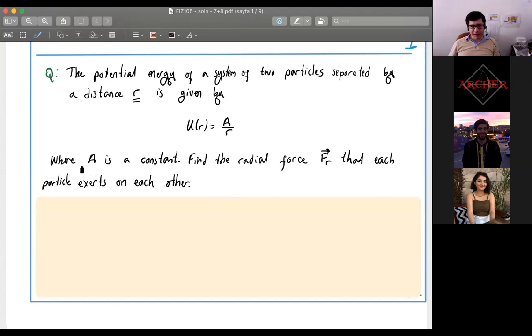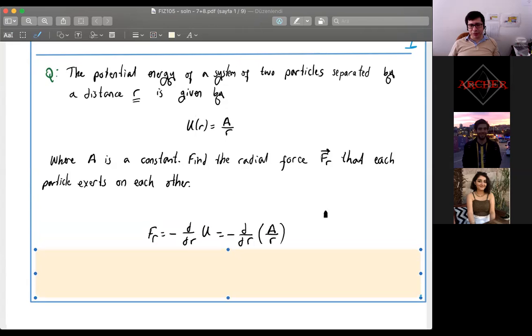There is a constant. A is a constant. So find the radial force Fr that each particle exerts on each other. Again, a very easy question. We will be using just this formula, which relates work. Just imagine this dr on the left hand side, then it is dr Fr, work.